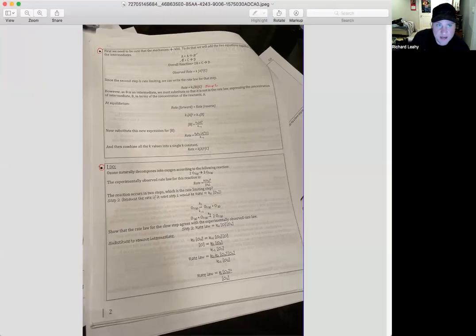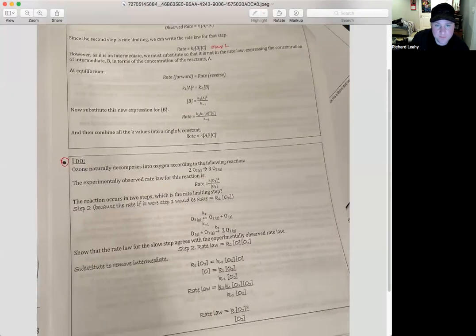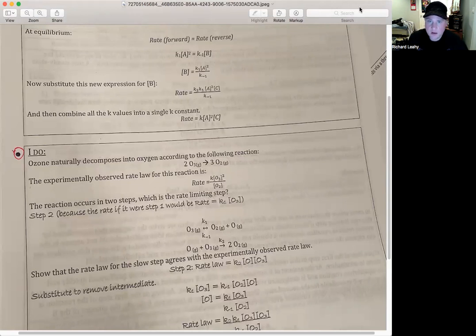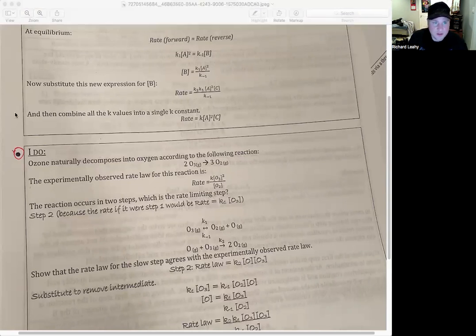So this particular problem is a little bit backwards in the fact that it tells us what the observed rate law is, and they want us to figure out what exactly is happening. In my previous video, I was a little bit confused about rate laws having a fraction, so having products and denominators in the rate law.